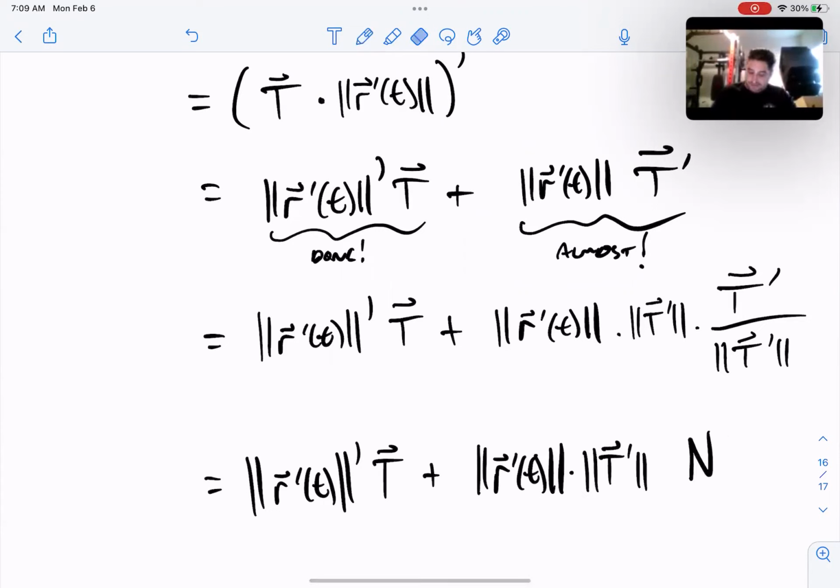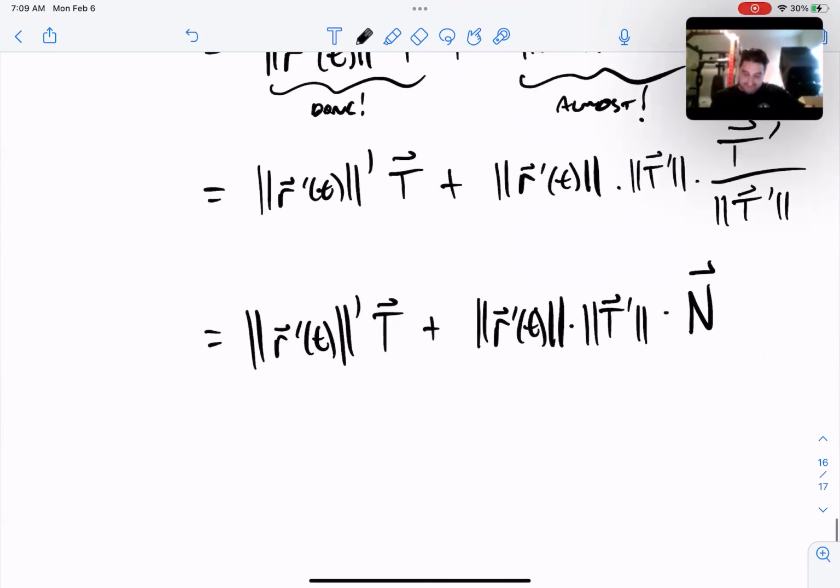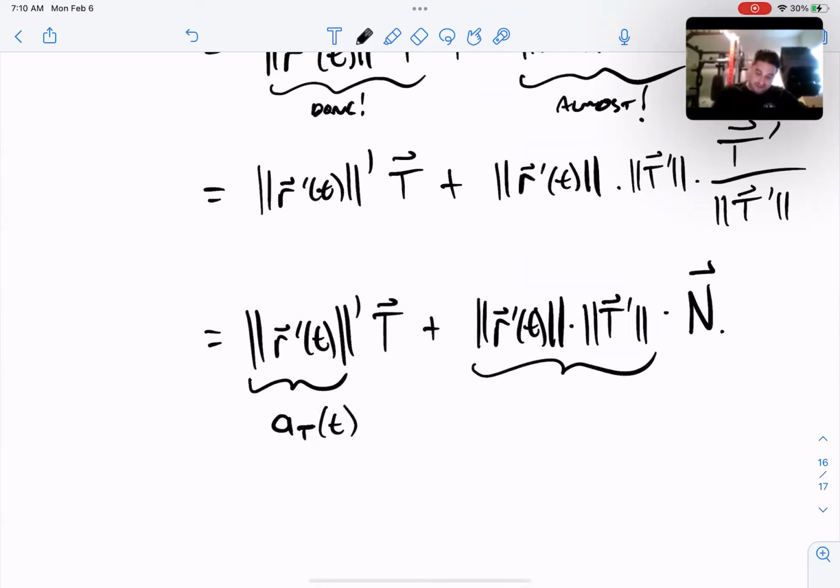Right, there's the normal vector, T prime over magnitude T prime. There it is. Great. So what is this? This is the tangential component of acceleration, right? And this is the normal component of acceleration.